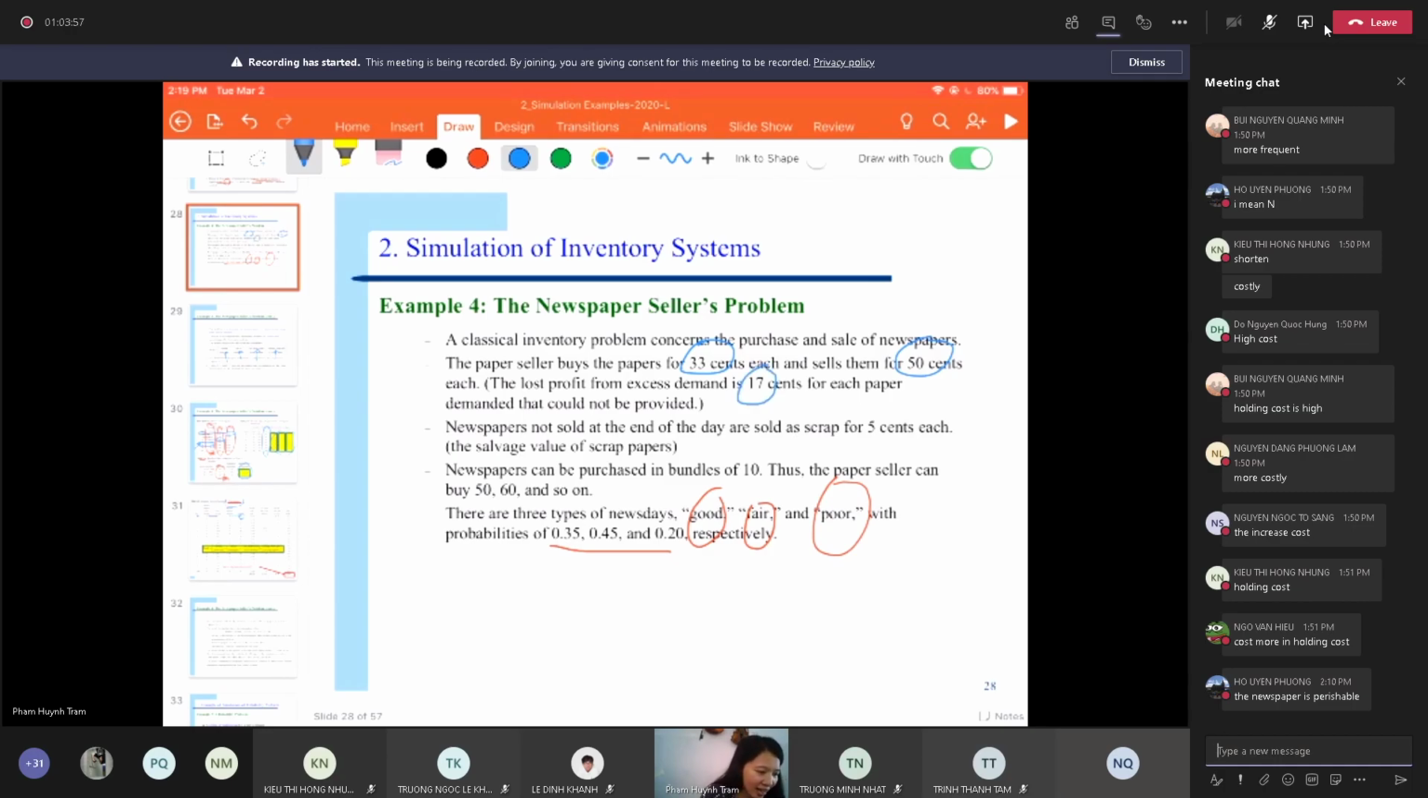The newspaper can be purchased in bundles of 10. All right, so these are the numbers that help us calculate the profit. We buy for 33 cents, we sell to the customer for 50 cents. If the day is over, then we only sell the leftover as scrap for 17 cents.